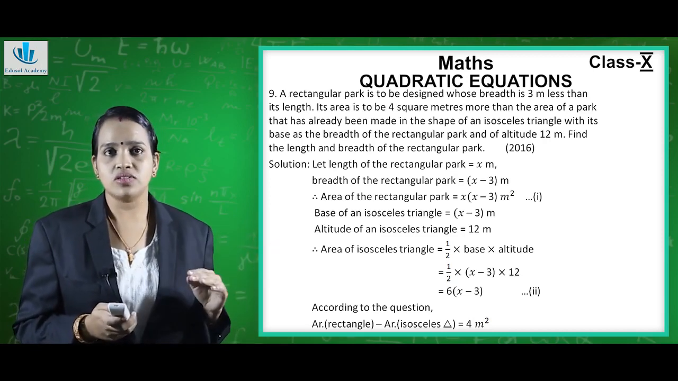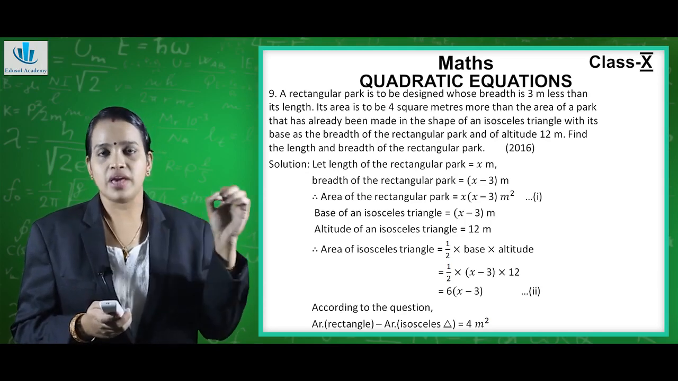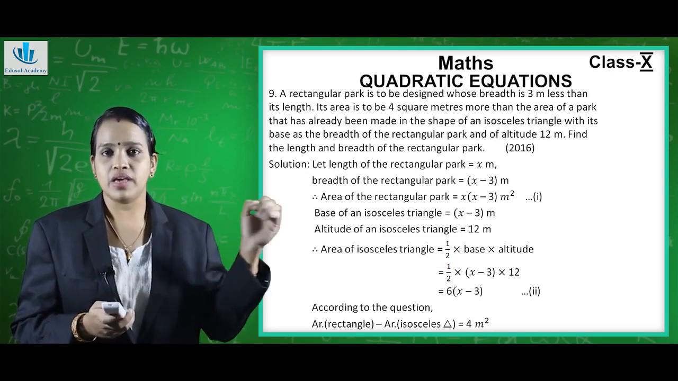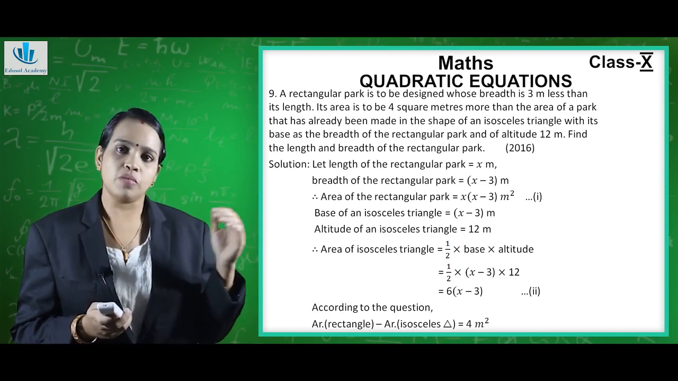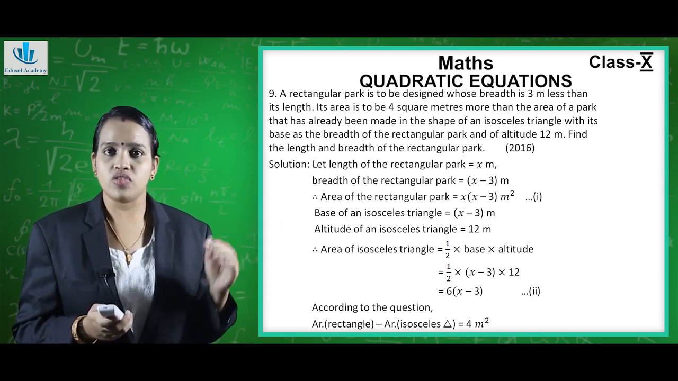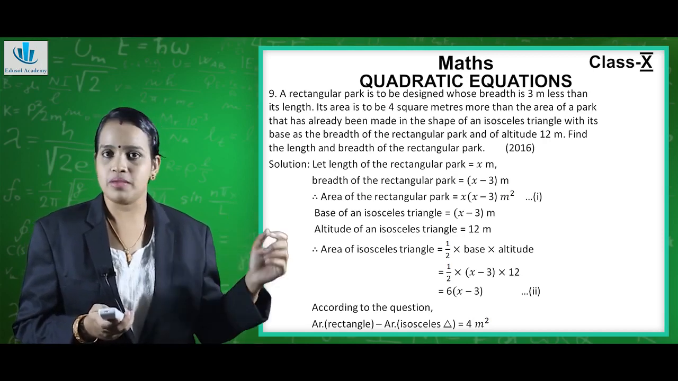Now the base of the isosceles triangle is the breadth of the rectangular park, and the breadth of the rectangular park is x minus 3. So the base of the isosceles triangle also becomes x minus 3 meter.